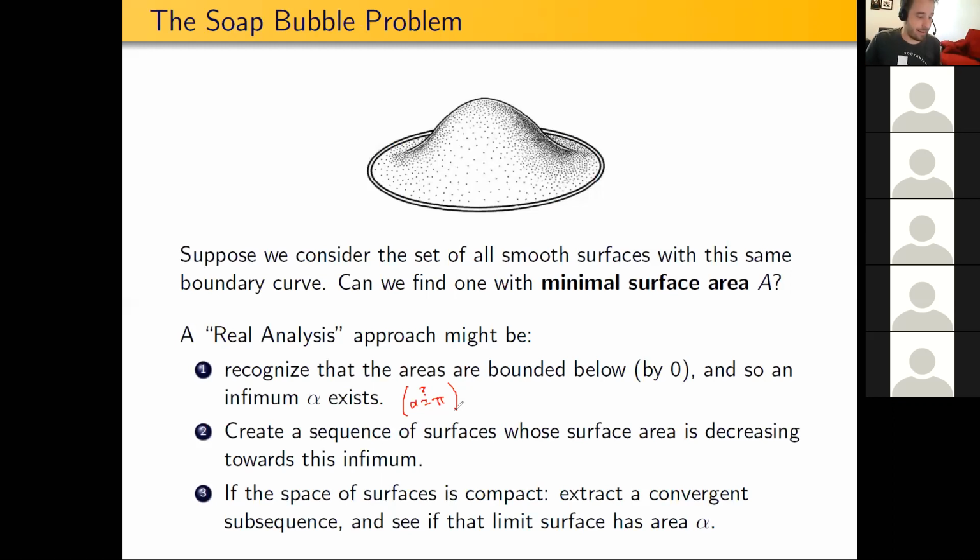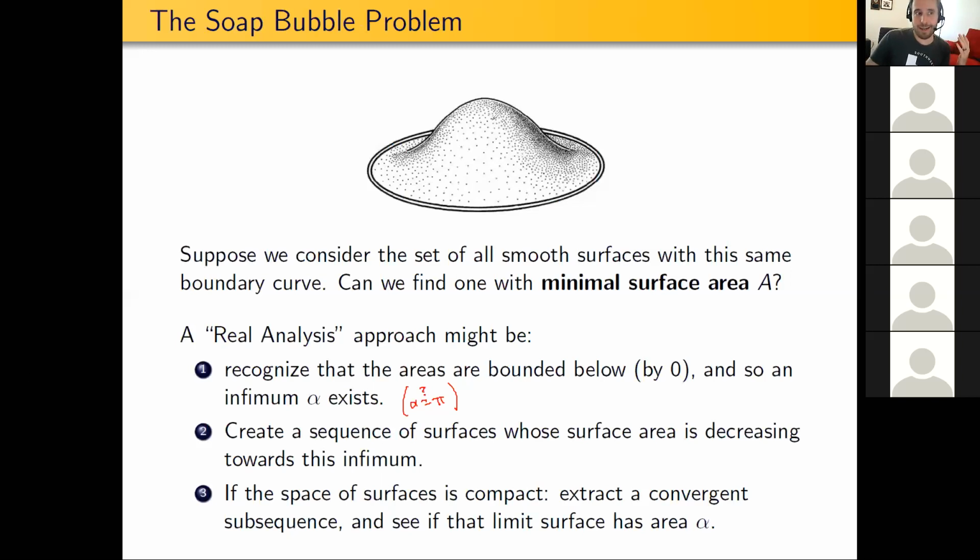And if we're lucky, and we can show that our abstract space is compact in some meaningful sense, we can extract a convergent subsequence. And then if surface area is a quantity that is preserved through the limiting process, then this convergent subsequence would necessarily converge to a limit surface that has area equal to the infimum. And so that's our strategy.